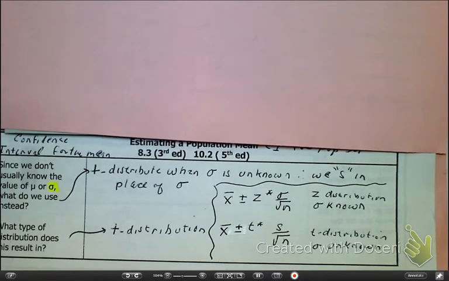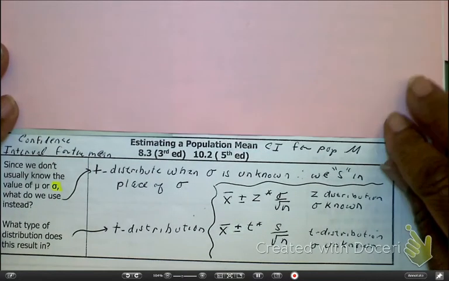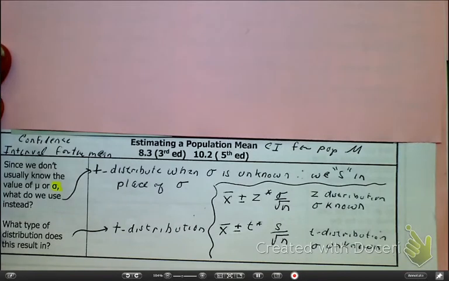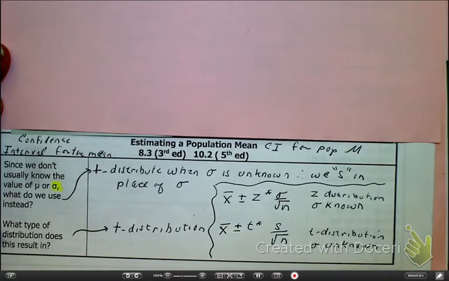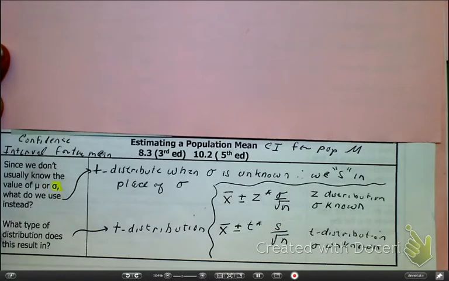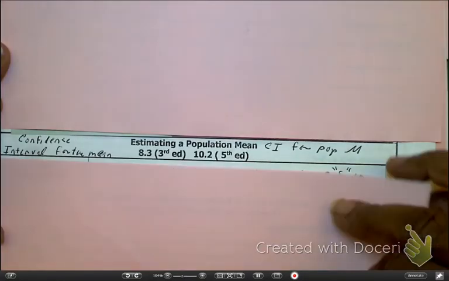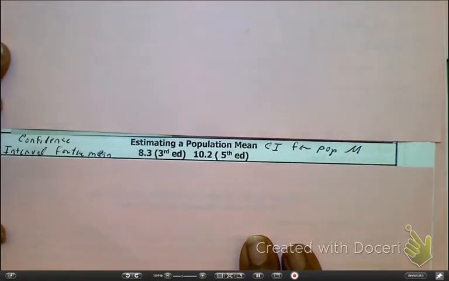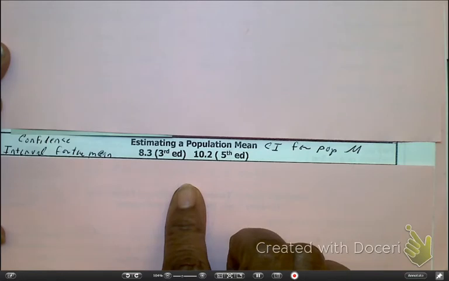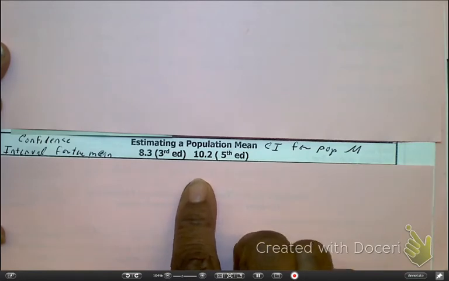Okay, hey guys, we're talking more about confidence intervals. Remember, the whole premise behind confidence intervals is to talk about inference. I-N-F-E-R-E-N-C-E. Oh, I got it right the first time. Now, as we are looking at this, our overall objective here is estimating a population mean.